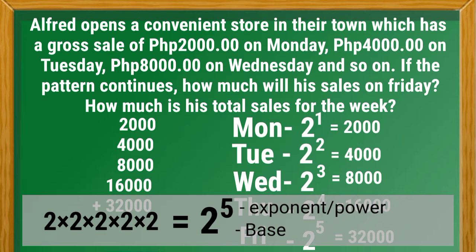So in this case, he will be able to have a sale of 32,000 pesos on Friday and he can have a total sales of 62,000 pesos in 5 days. From this pattern, it shows that his sales on Tuesday is twice his sale on Monday, Wednesday is twice that of Tuesday. This same pattern will go on until Friday.